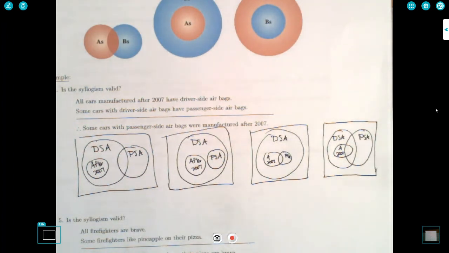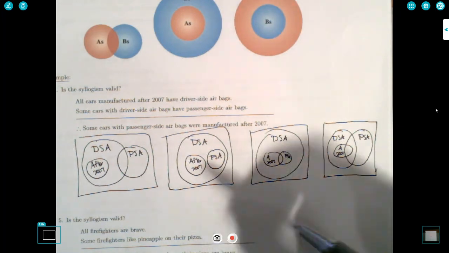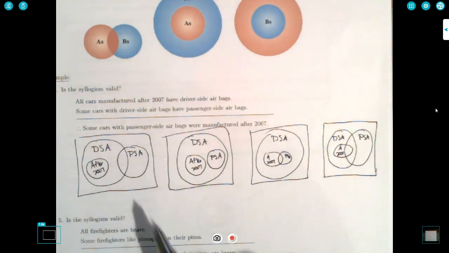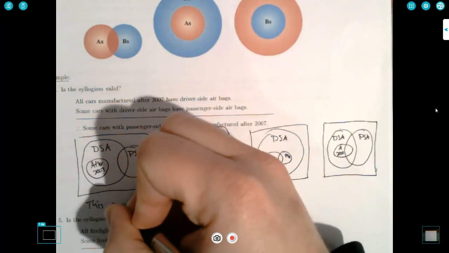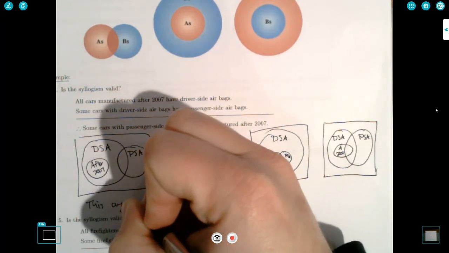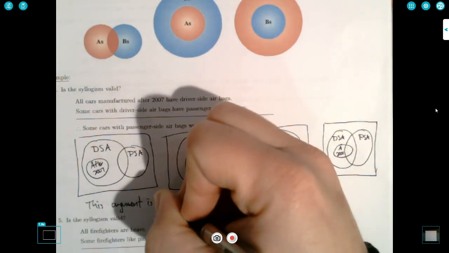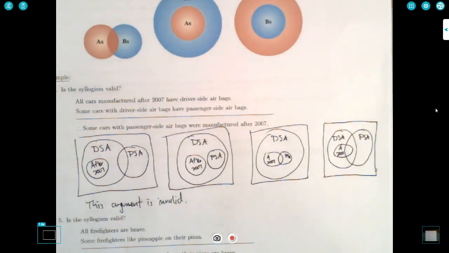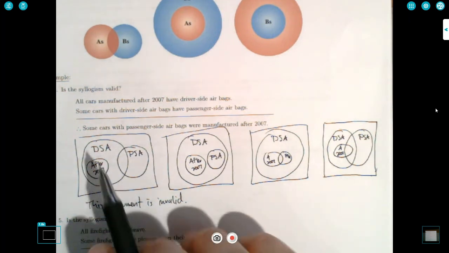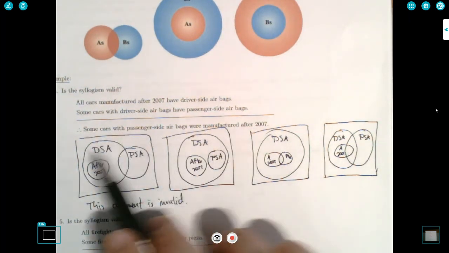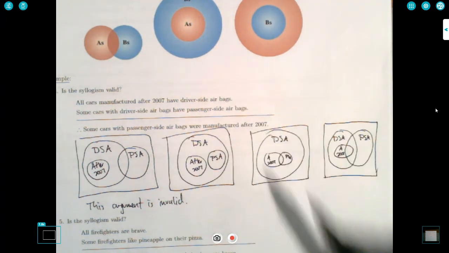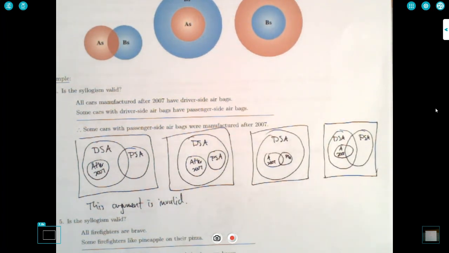I'm sure there are more ways to draw this, and there might be more ways to draw it so that you get a contradiction of the conclusion. But all you need is at least one, and we've got two. So this argument is invalid. Okay? It seems like a reasonable conclusion, but we just don't know it for sure. It doesn't have to follow with necessity from the premises. So it's not valid. Okay? It's invalid.